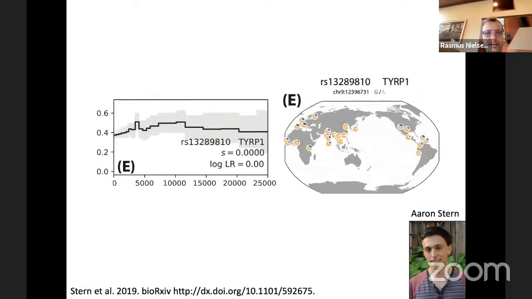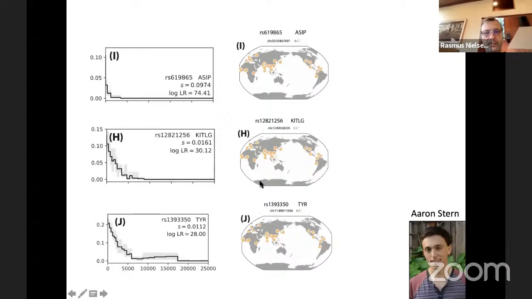One that was very interesting is this TYRP1 mutation. There's a lot of argument that this is under selection. We don't see any selection over the past 25,000 years at all for that one. But we do see from some other ones, yeah.